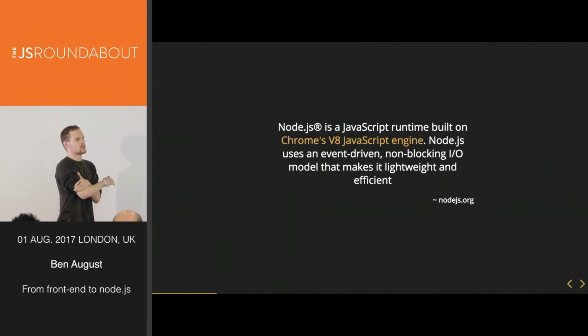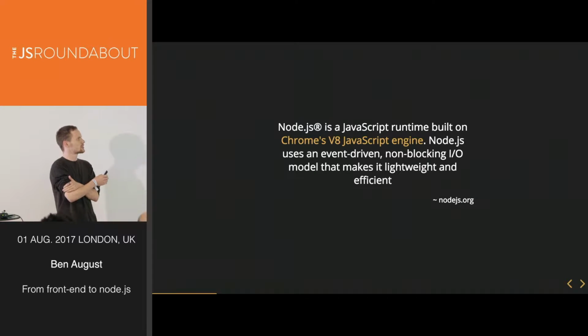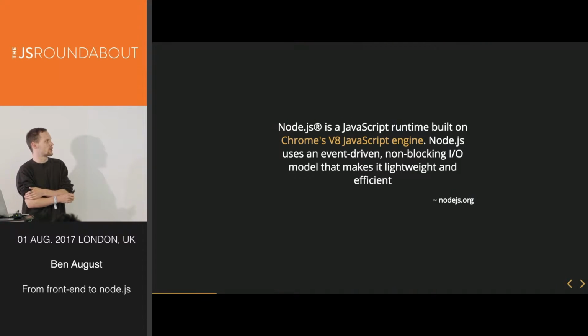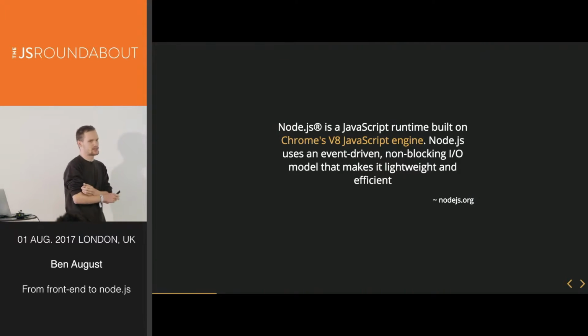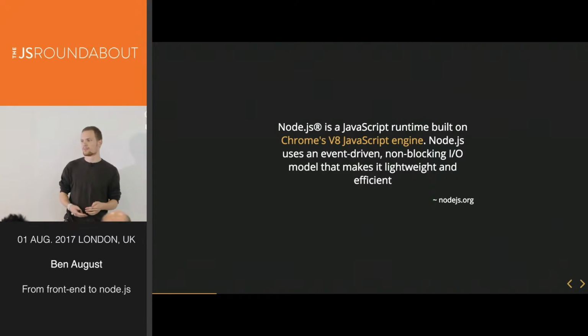Nonetheless, I got this from the Node website, and it essentially says, Node.js is a JavaScript runtime built on Chrome's V8 JavaScript engine. Node.js uses an event-driven, non-blocking I/O model that makes it lightweight and efficient. And 3 bits of that are actually important to us. The first one being that it's built on Chrome's V8 JavaScript engine. So if you've ever done anything for Chrome whatsoever, you basically worked on the same runtime.